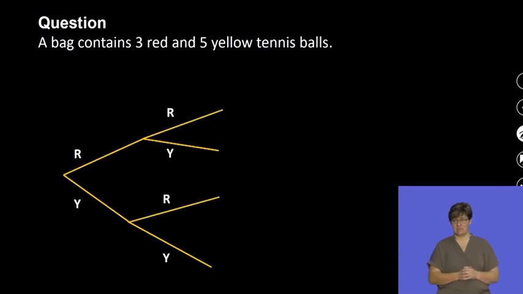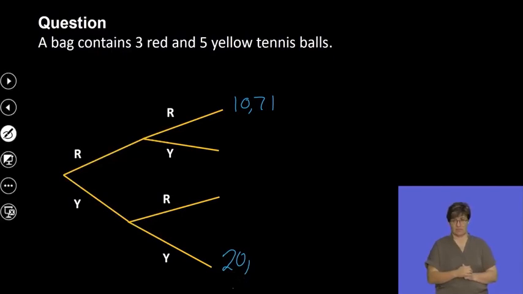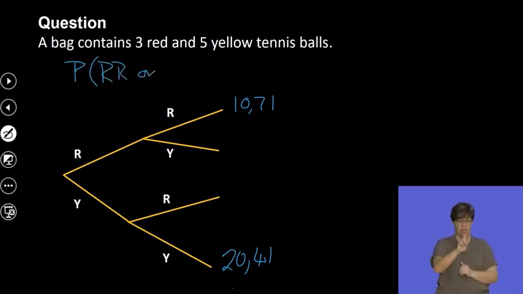And what we've said is this was 10,71. This was 20, just check on the calculator, 20,41. So the first thing I'm going to do is say to myself, let's find the probability of red, red, or yellow, yellow. Have you got that?